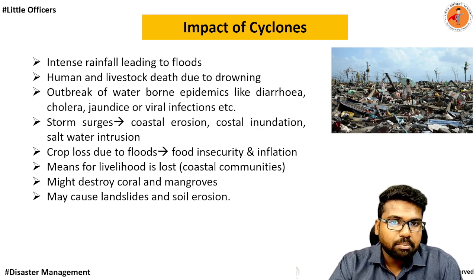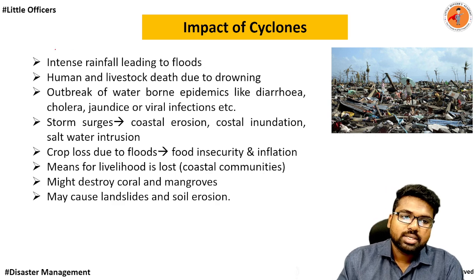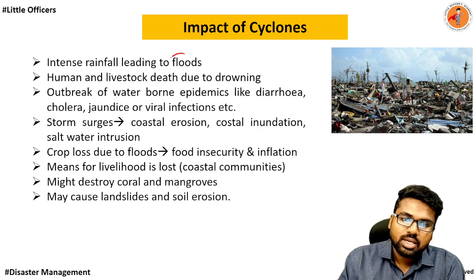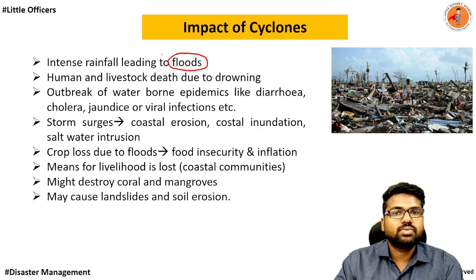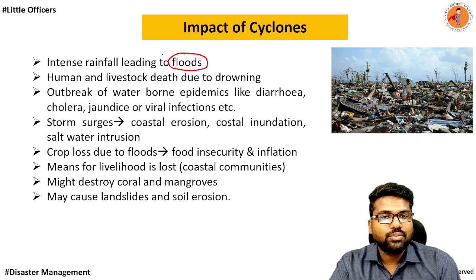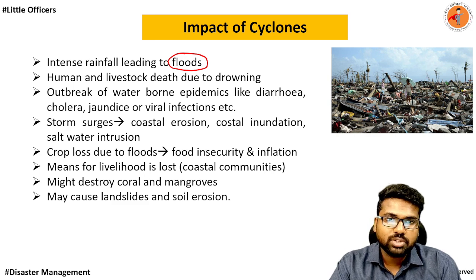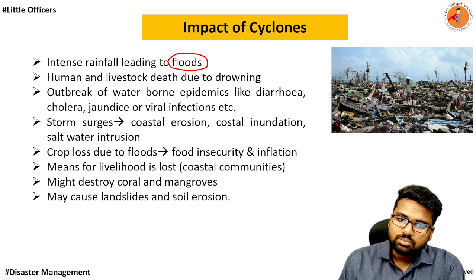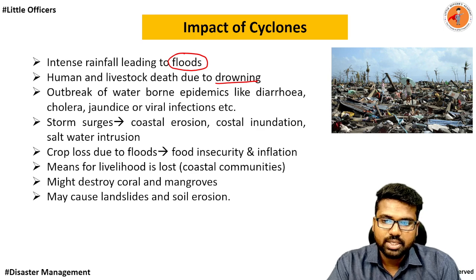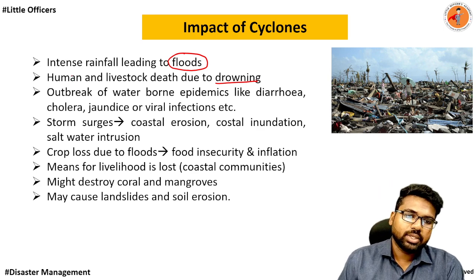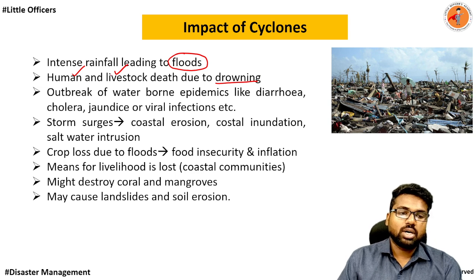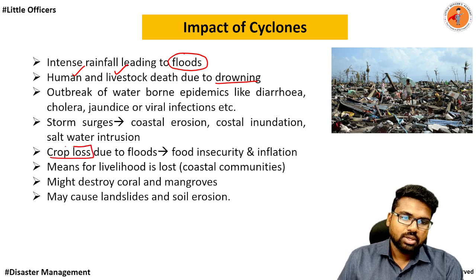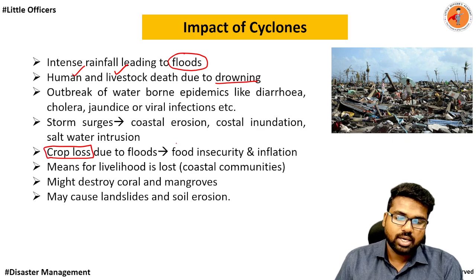Now, what is the impact of these cyclones? Number one, see, it will lead to intense rainfalls. Now, whenever we have intense rainfalls, we can have floods, coastal inundation, shifting of the rivers, dam failures, urban floods. These are all one case. Then, due to drowning in this flood situation or intense rainfalls, it can lead to death of humans or livestock or even crop loss. Okay, so crop loss due to floods or rainfall.